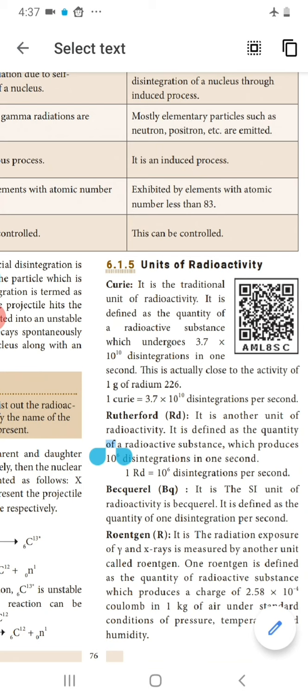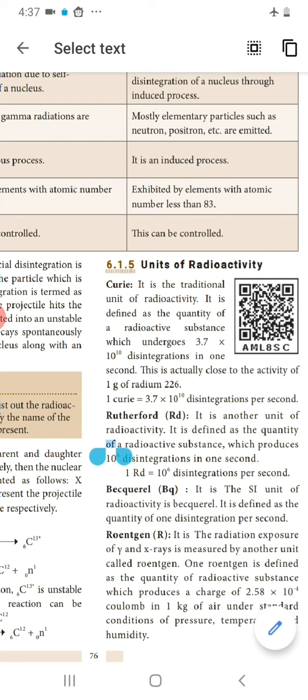Next, Rutherford. Rutherford is another unit of radioactivity. It is defined as the quantity of radioactive substance which produces 10 to the power of 6 disintegrations. So, one Rutherford is equal to 10 to the power of 6 disintegrations per second. Curie is also a unit of radioactivity. 1 Curie is equal to 3.7 into 10 to the power of 10 disintegrations per second. Rutherford is another unit of radioactivity. 1 Rutherford is equal to 10 to the power of 6 disintegrations per second.